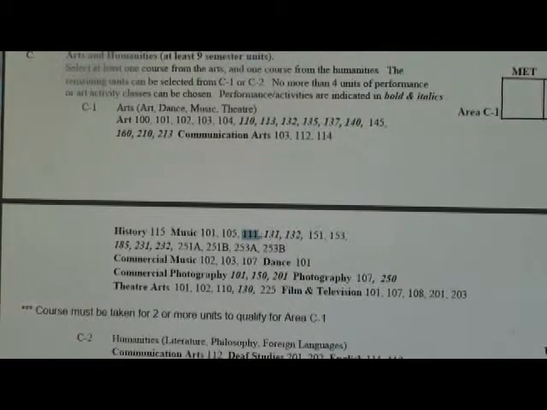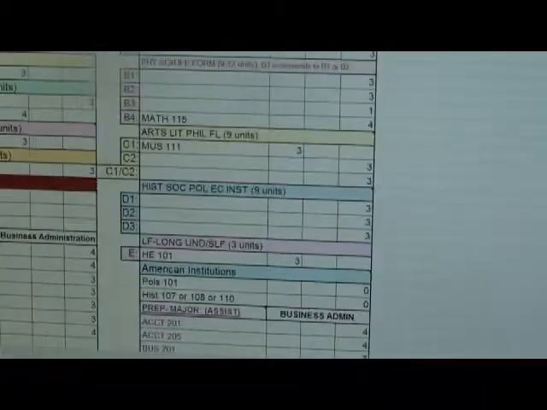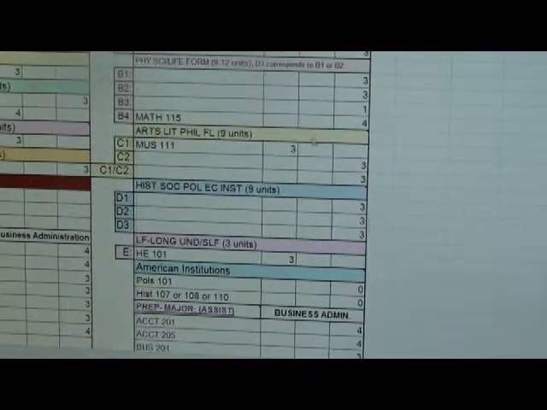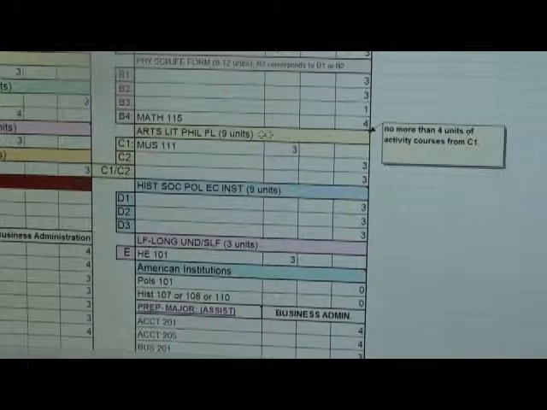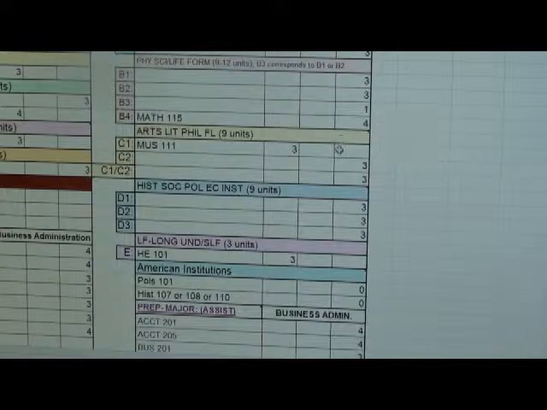It's an activity course, so you have to be a little careful with activity courses. If you hover back over to the plan, in that section where the title is for area C, you will see a flag come up that says no more than 4 units of activity courses from C1 is allowed. So you have to be careful.